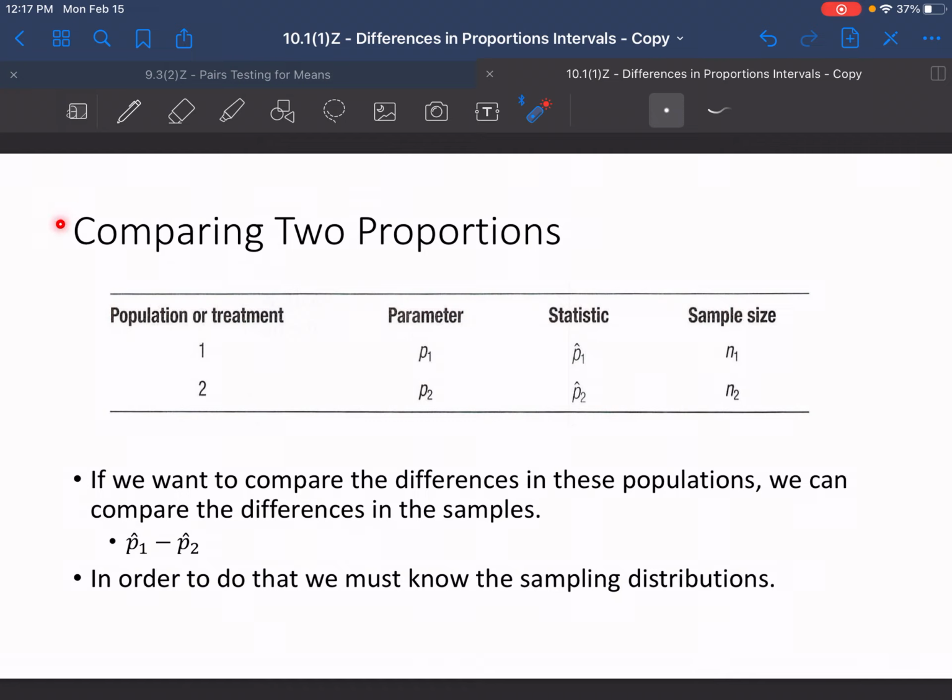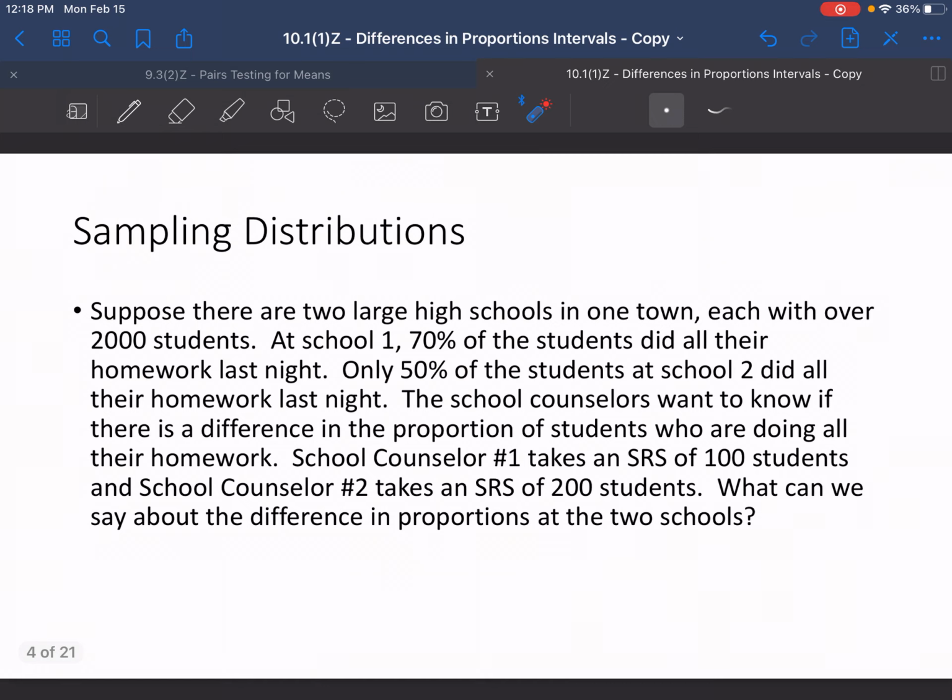So in comparing two proportions, really what we need to know is that you're going to have two sample populations, and then you are going to have two statistics from those two different samples with their own different sample sizes. So if we want to compare the differences in these populations, we can compare the differences in the samples. Essentially, we can take the proportion for the first sample minus the proportion for the second sample, and that gives us the difference in two proportions. But in order to do that, we must know what the sampling distributions are. In other words, they must be normal.